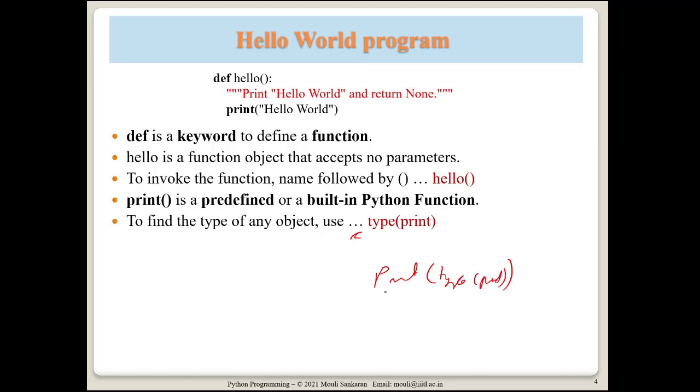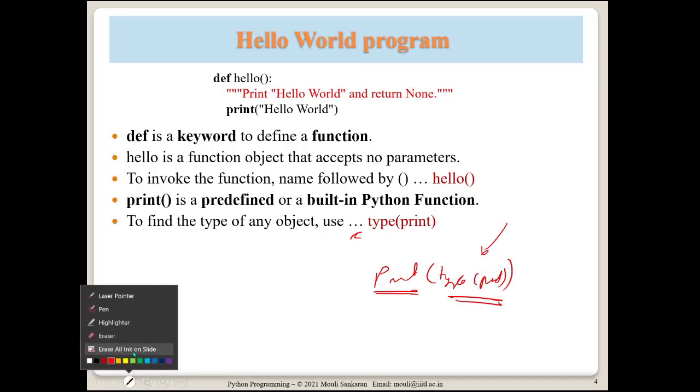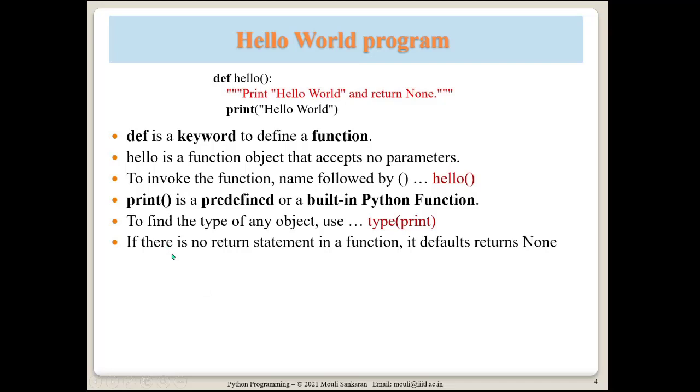That means print is printing the type of the print function. Okay, so you can do that. It returns a string. If there is no return statement in a function, as I told you, it returns by default None, which is a keyword and an object of a class NoneType. Okay, NoneType is a class, and None is an object of the type class.